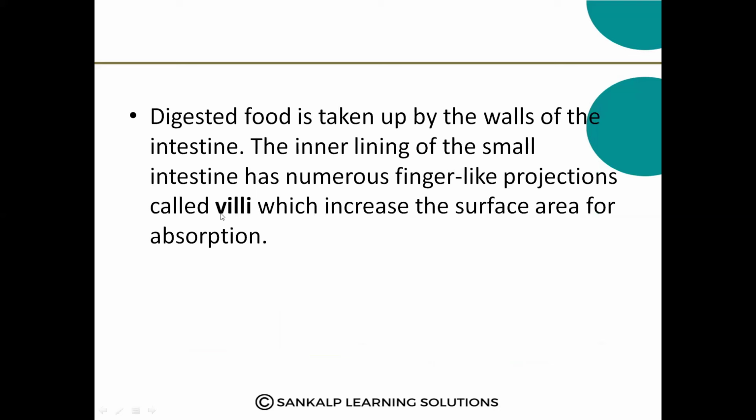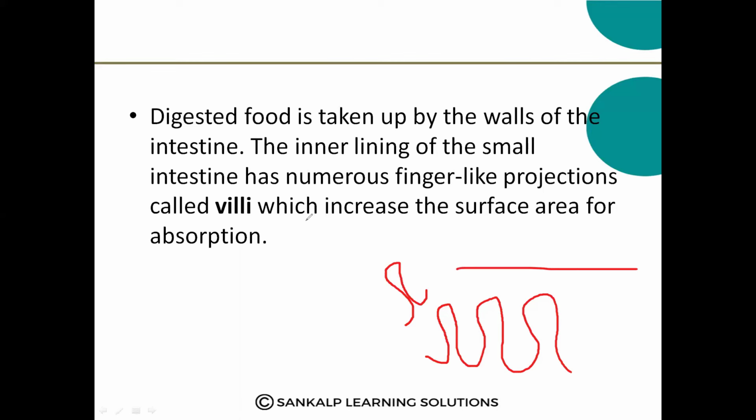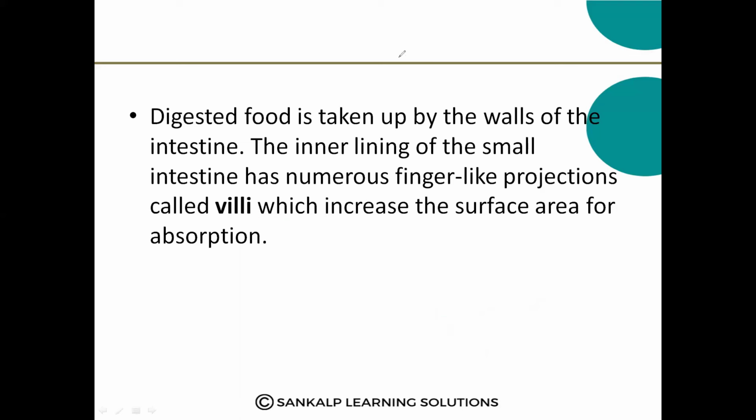There are finger-like projections in the walls of the small intestine. These finger-like projections are called villi. Why do they have finger-like projections? Because these projections help to increase the surface area for the absorption of the nutrients. So they are nothing but the villi. It is also a very important question: what is the function of the villi? It is the absorption of the nutrients, and it also increases the surface area. So this is how digestion and absorption take place in the small intestine.